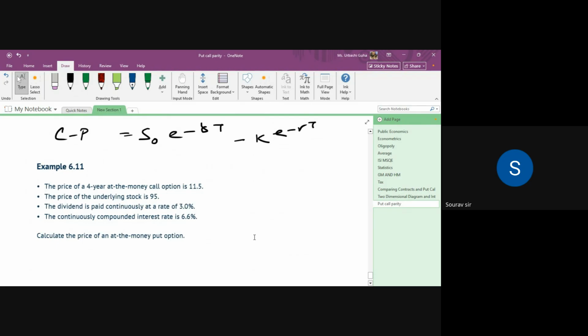How do we do this? Here we have the price of a 4-year at-the-money option. At the money means the call option price C is 11.5, and the stock price is this one. 3% is the dividend yield, and 6.6% is the rate, so R will be 0.066. Now T is 4. So now the answer.